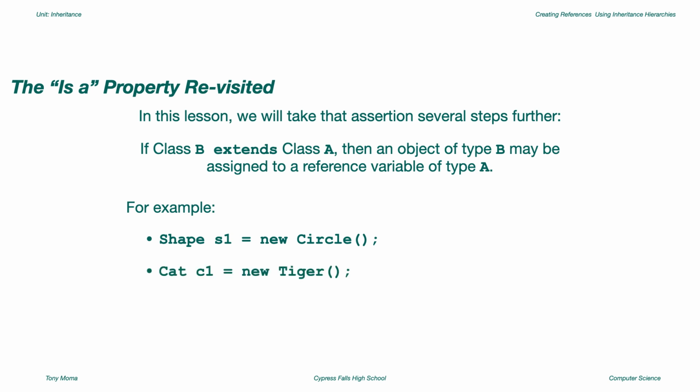If I declare a cat reference named C1, I can assign that reference a tiger object because tiger extends cat. If I declare a smartphone reference variable and assign it a new iPhone object, I can do that because iPhone extends smartphone. If iPhone didn't extend smartphone, I would not be able to make this statement.